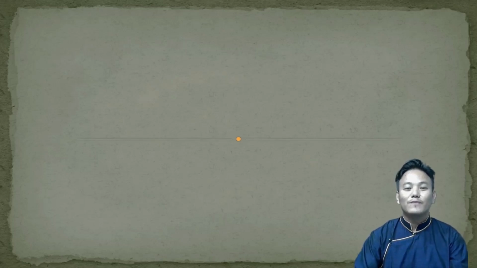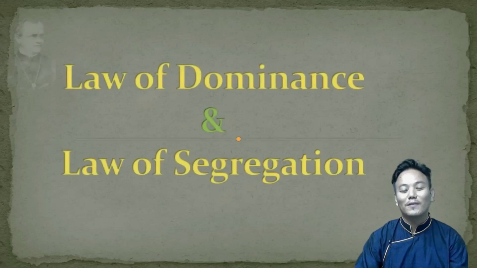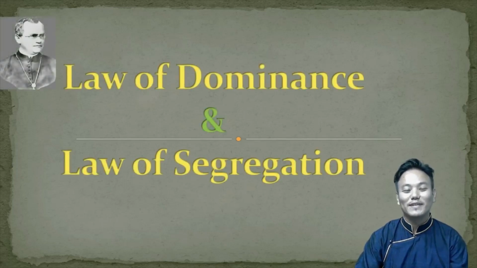Hello everyone, welcome to class 12 biology. In this video we are going to discuss the first two laws of inheritance proposed by Gregor Mendel, and these two laws are the law of dominance and the law of segregation. Mendel proposed these first two laws based upon his results of the monohybrid cross.